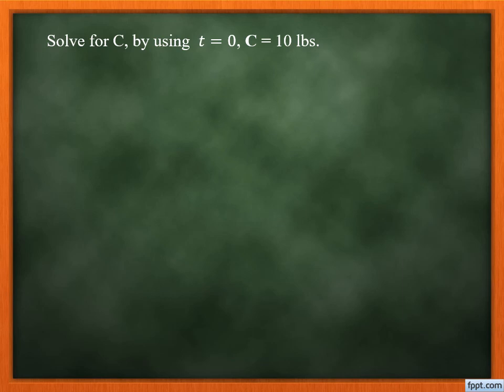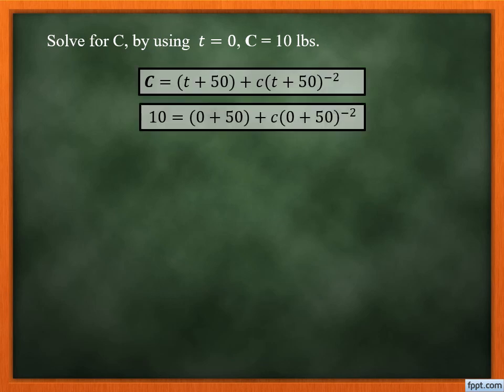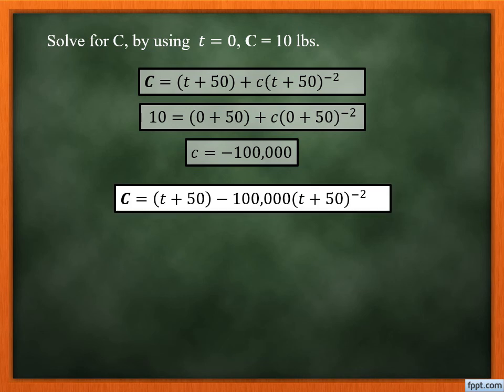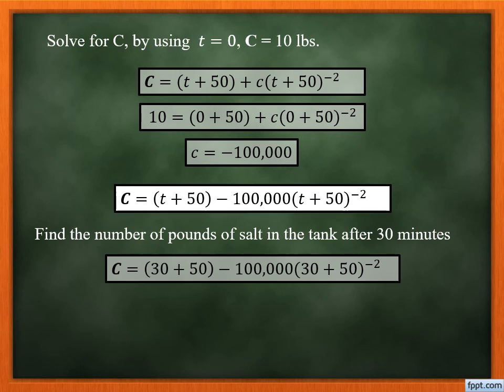So solving for c, again, we will go back to the mathematical model of this equation. Solving for c, we use T is equal to 0 when C is equal to 10 pounds. So we will have this equation. Substituting, we will solve that our c is equal to negative 100,000. So it will give us this equation. And then, now we can find the number of pounds of salt in the tank after 30 minutes.